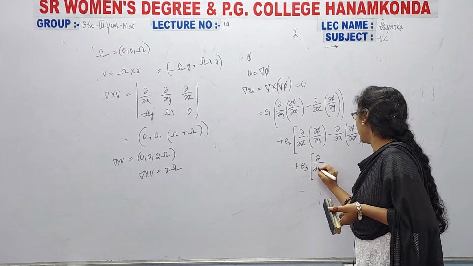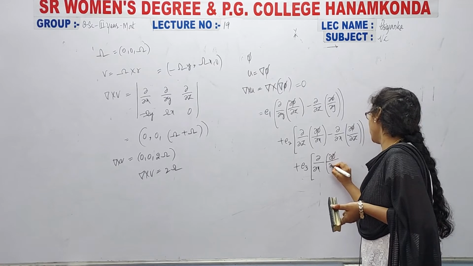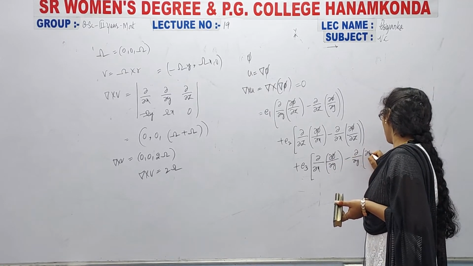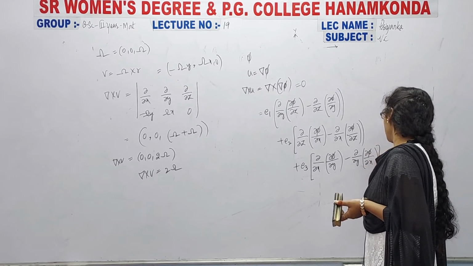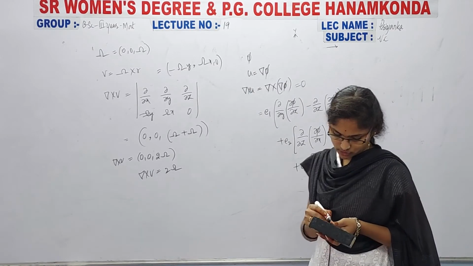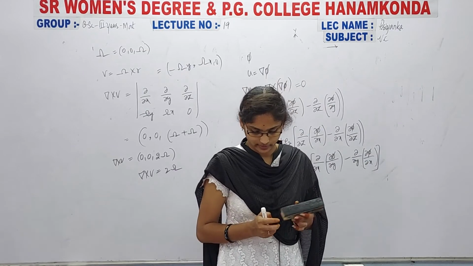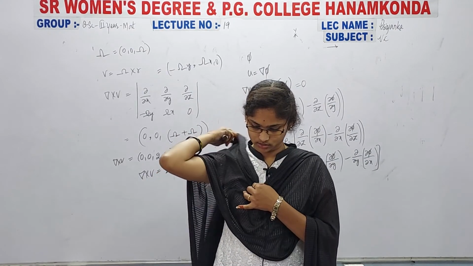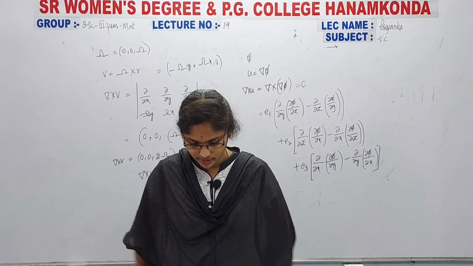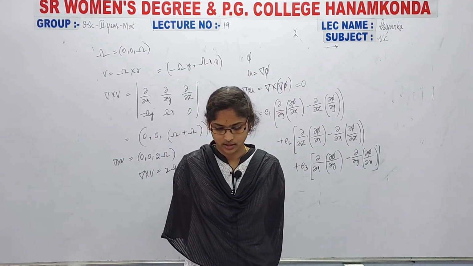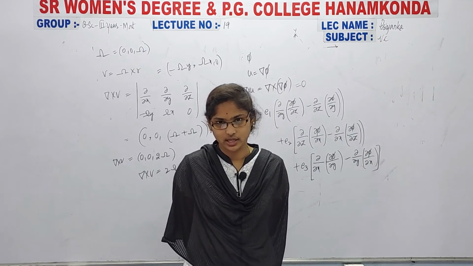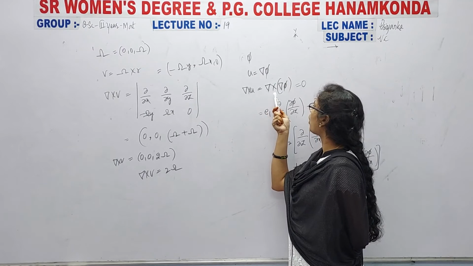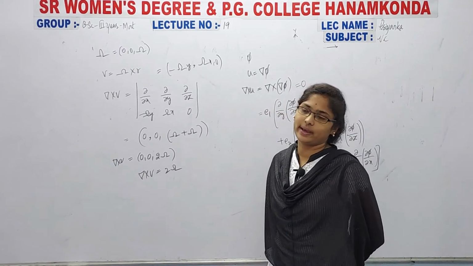So now here dou by dou x of dou pi by dou y minus dou by dou y of dou pi by dou x. That's it. If you get this value equal to 0, then it is said to be conservative, otherwise no. Okay. Now write down: u is conservative if curl u is equal to curl of del pi is equal to 0.